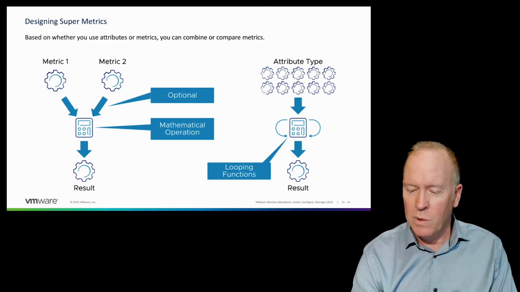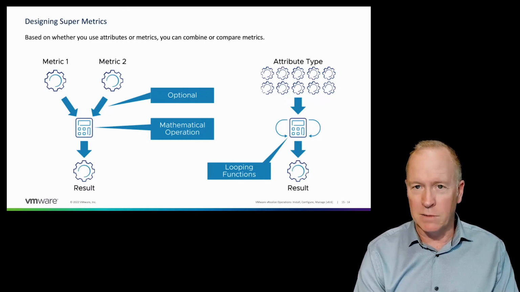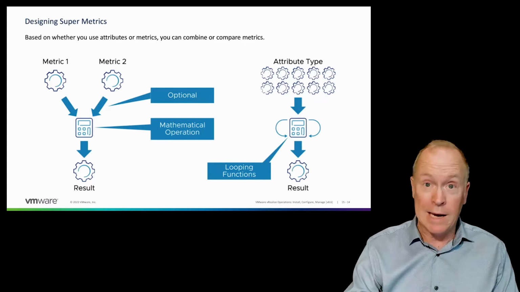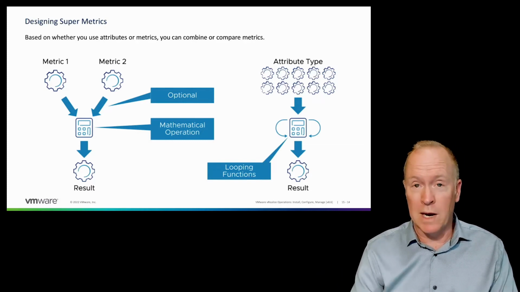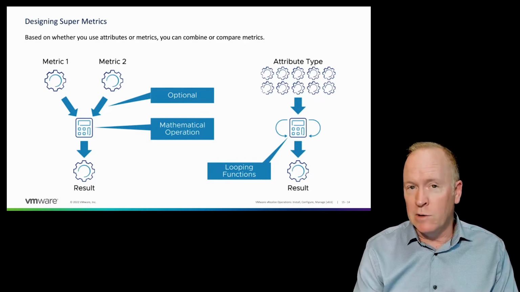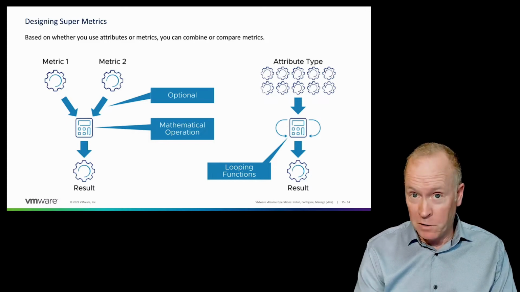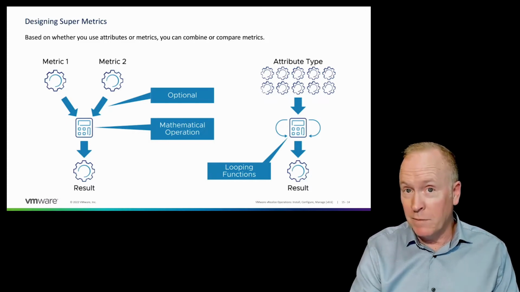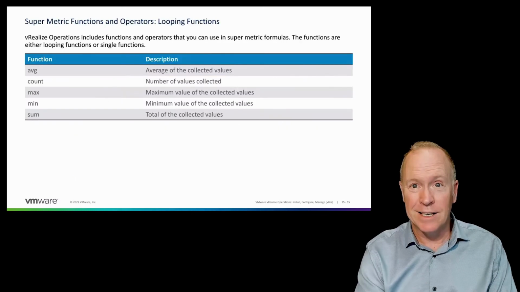On the other hand, when you're working with a multitude of objects, when you're working with an object type and you receive back an attribute type, in that case, you're going to use what's known as a looping function. We're going to see what those looping functions are in the following slides.